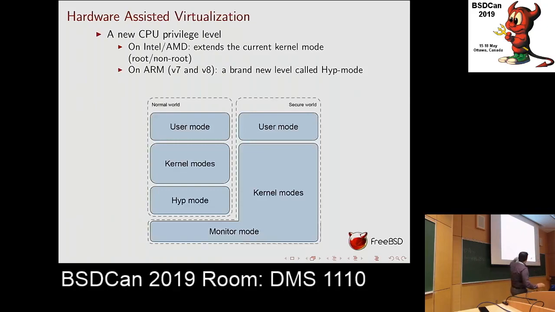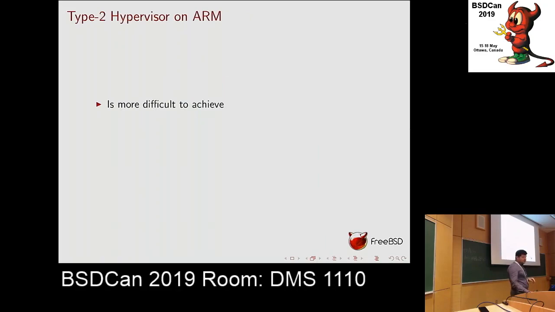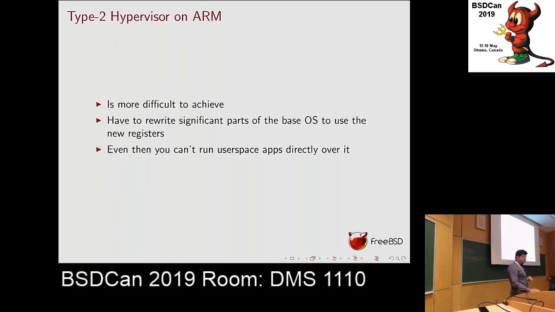Given the fact that ARM added a new mode, different from the kernel mode, it is very hard to achieve a type 2 hypervisor, because basically you have to rewrite a significant part of the base OS to use the new registers. Because it is a new mode, it has new registers and new instructions, and you cannot access the old ones. And even then, you cannot run user space applications.